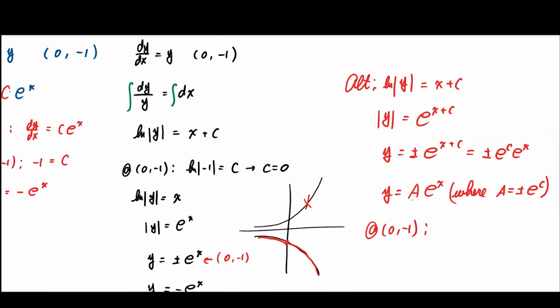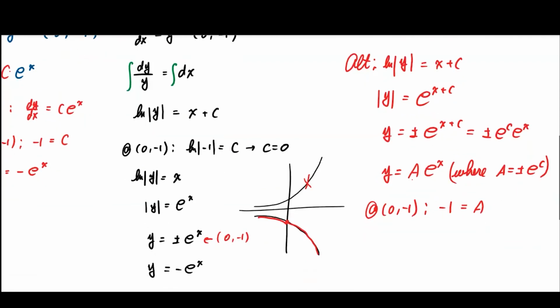Okay, good. Now then, y should be -1 and x is 0, which means this whole thing is 1. So a is -1. Bang, one shot. You know what I'm saying? We didn't have to apply the initial condition twice, just one will do the job here. So y is equal to -e to the x is our final answer. So this is the most recommended way. You get it? Any other excellent question?